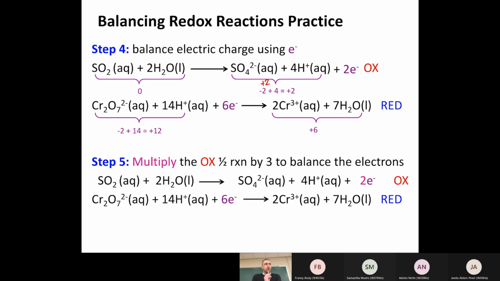Great, so now what we want to do is combine these two. We want to add them back together, but you can only add them back together if they have the same number of electrons on both sides, because we don't want electrons being like a leftover reactant. We want them to cancel when we re-add them. So what we need to do is multiply the first half reaction by 3, triple everything, so that we go from 2 electrons to 6 electrons. And when we do that, we get the following numbers.